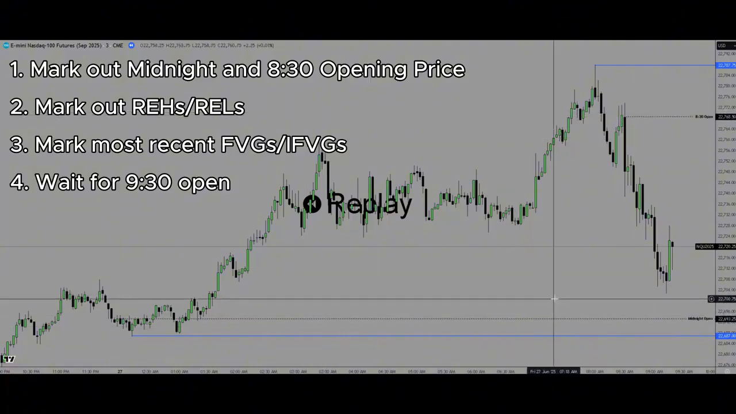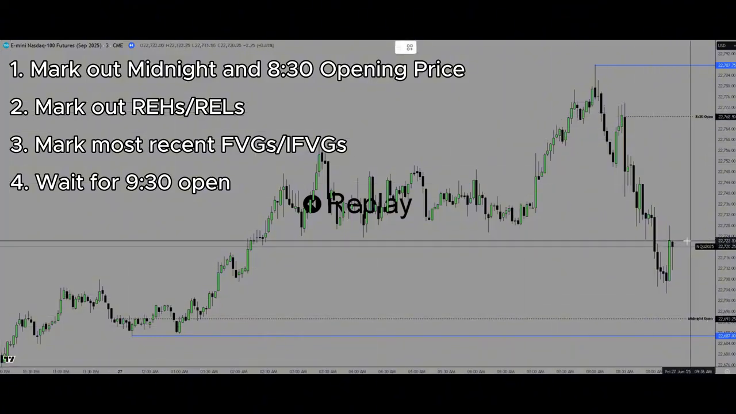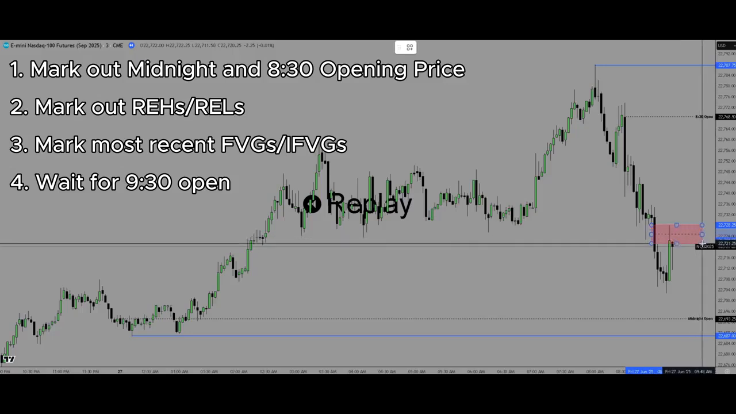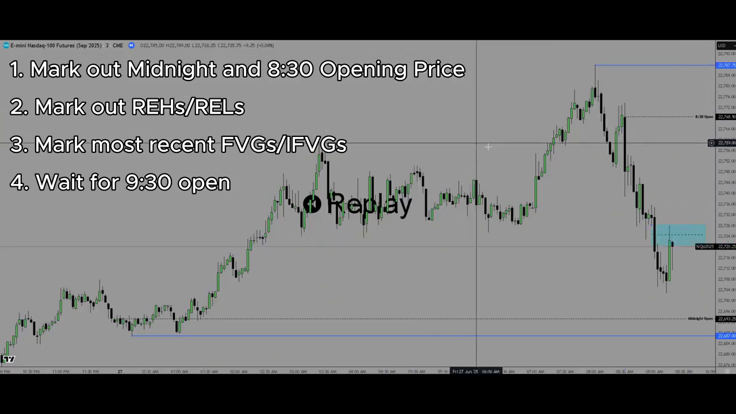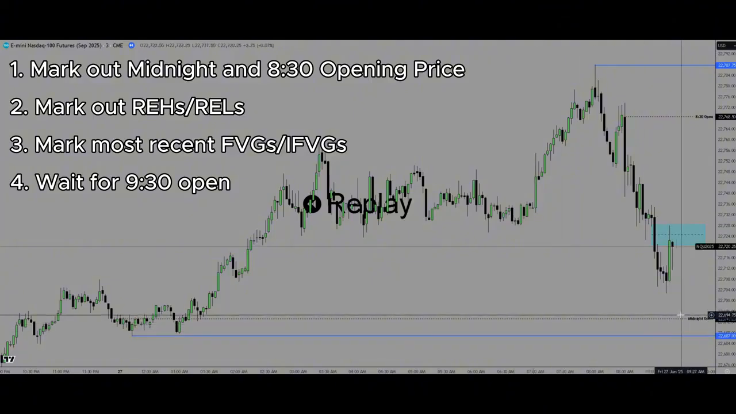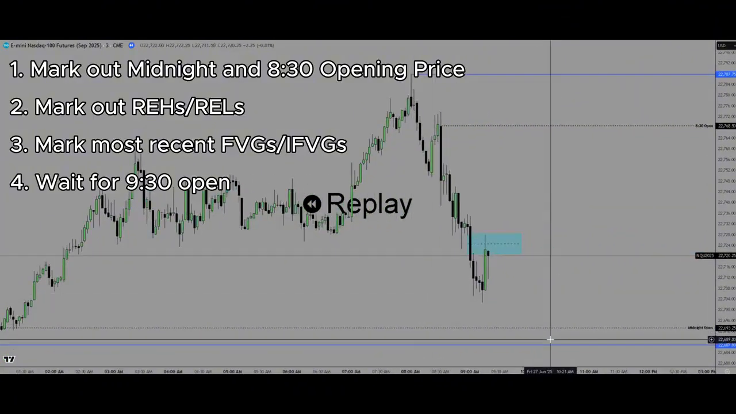Third step, mark out most recent fair value gaps or inversion fair value gaps near current price on the 1-minute chart. Final step, sit patiently for the 9:30 open to deliver. Now we are ready and prepared for the opening bell. Let's move on to the process to look for trades.